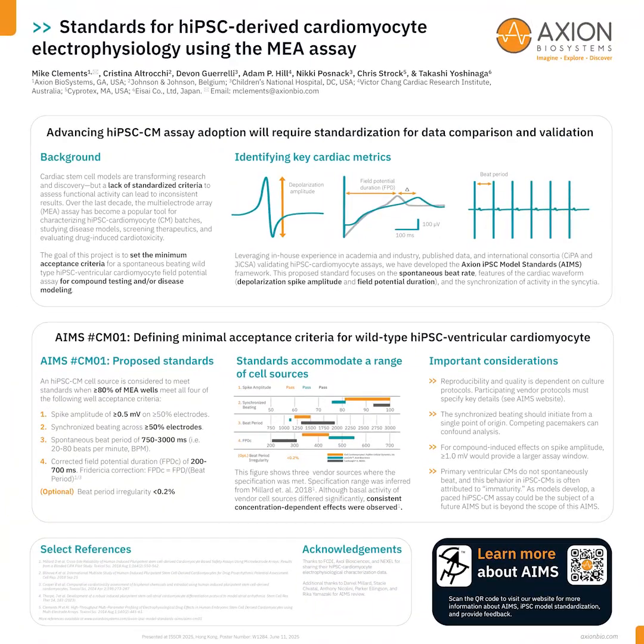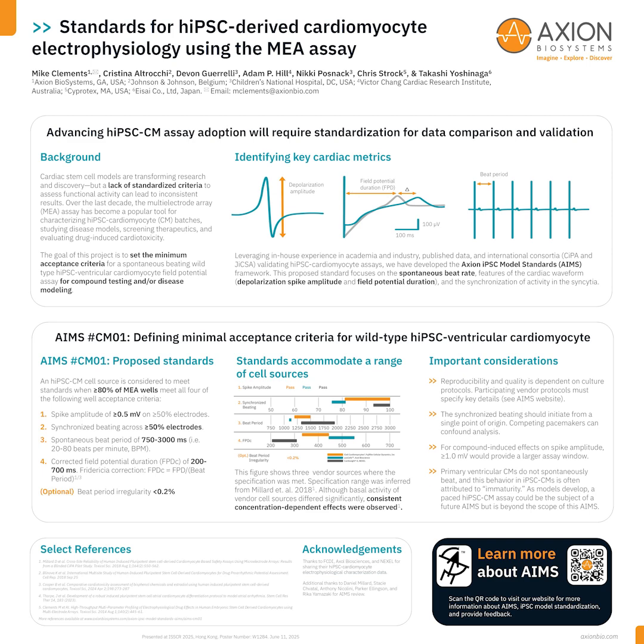Defining the minimum acceptance criteria for a spontaneous beating, wild-type, iPSC ventricular cardiomyocyte field potential assay for compound testing and/or disease modeling. The review team agreed that for an iPSC cardiomyocyte cell source to be considered as meeting the standard, at least 80% of the wells seeded with iPSC cardiomyocytes would need to meet the acceptance criteria. 80% was set as the threshold because lower than this level makes the cost of running the assay prohibitively expensive. In other words, if using a 96 well plate, 77 or more wells would need to meet the acceptance criteria.